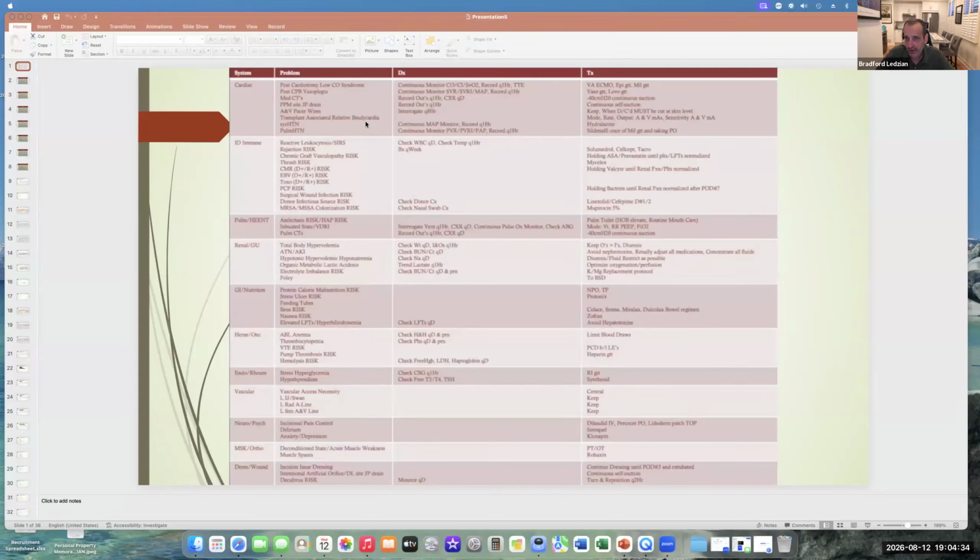But you have to ask yourself, are they ready to wean or are they ready to come off, whether it's medicinal or mechanical? Same thing for the postoperative vasoplegia, right? So you're going to be looking at their MAP, you're going to be looking at their SVR, physical exam as well, other types of things.